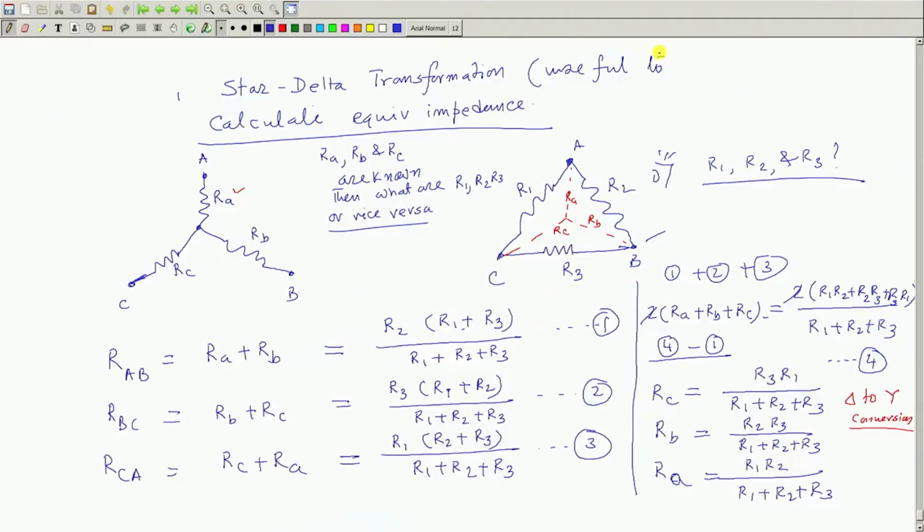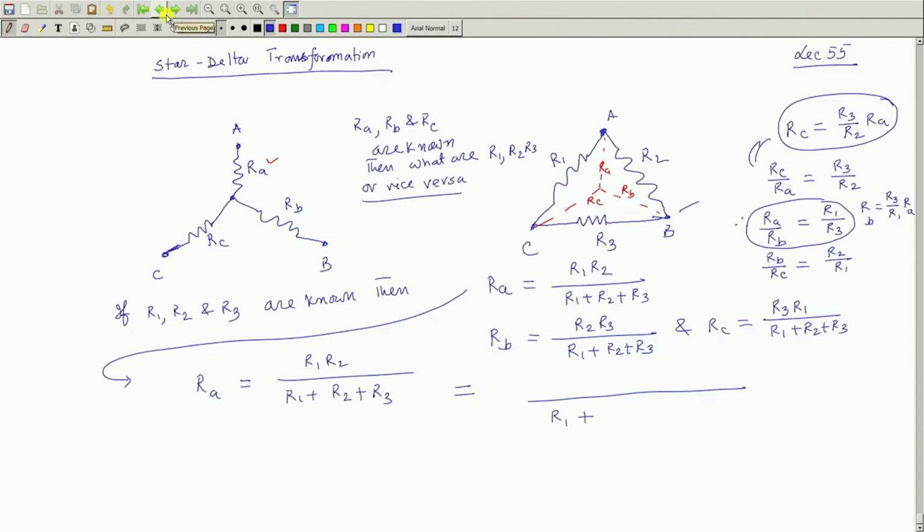Let us start with star delta transformation in lecture 55, and this is the thing we have done for star delta transformation. That is, if you know this R1, R2, R3 in delta fashion at A, B and C, then you can replace R1, R2, R3 by some star connected loads RA, RB, RC, and if you know the values of R1, R2, R3, then RA, RB and RC can be found out.